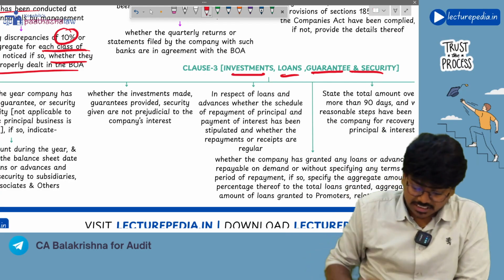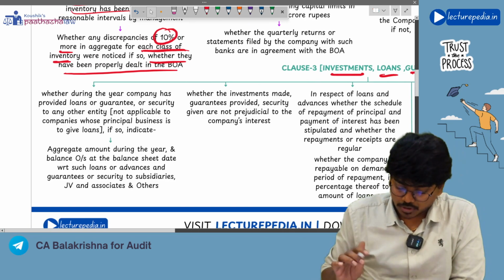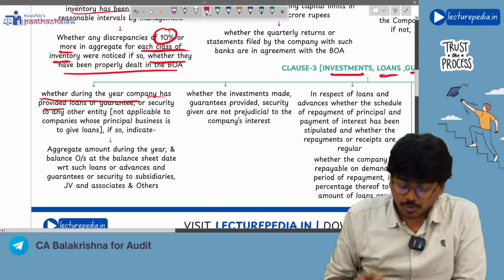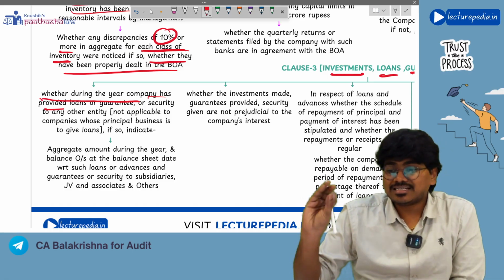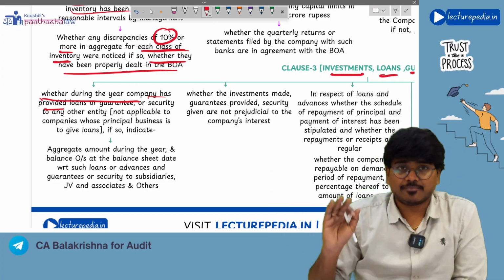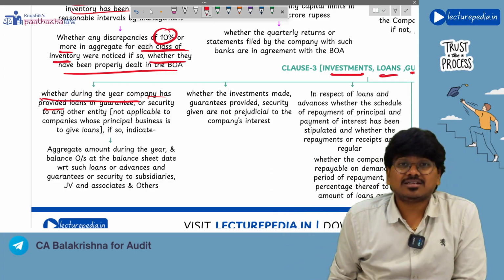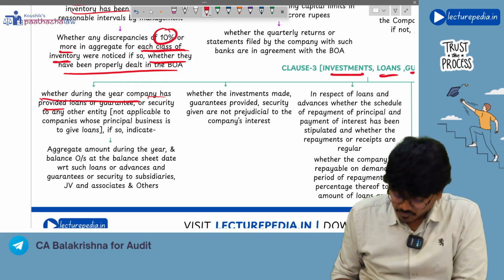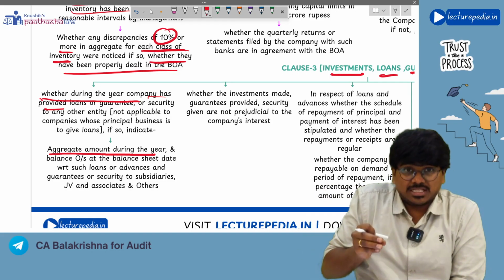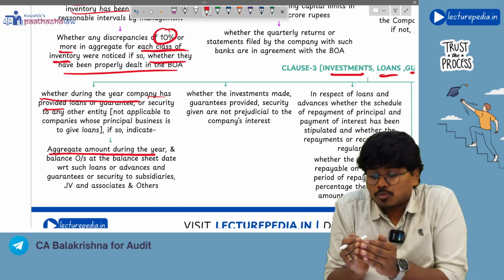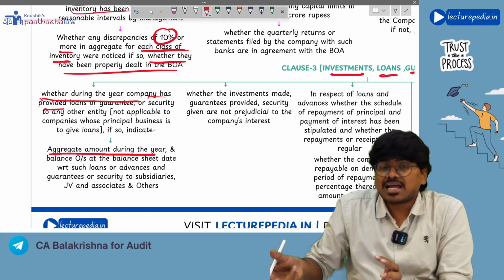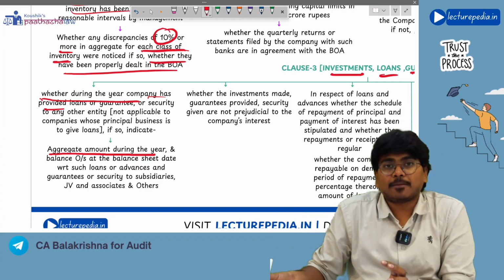Got it? Now let's see what the auditor needs to report. Whether during the year the company has provided any loans, guarantees or securities to any other entity. In such a situation, the auditor needs to report in clause 3 of CARO the aggregate amount that has been given during the year, and what is the outstanding balance as at the balance sheet date.